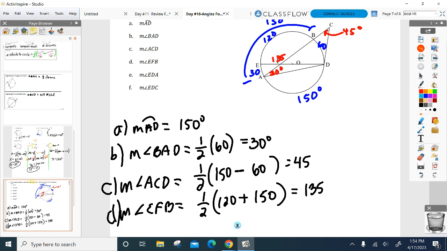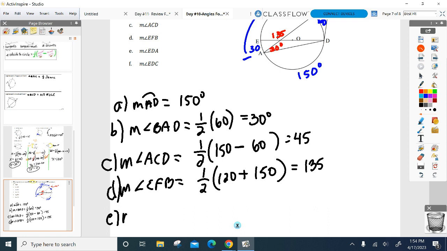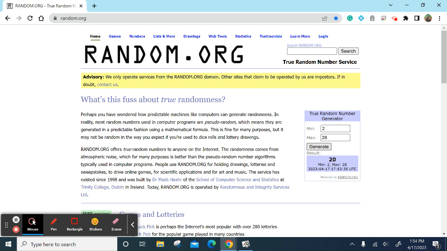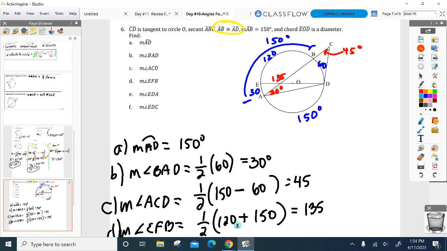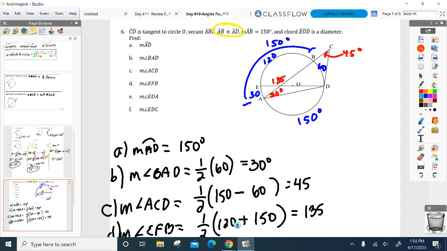Oh, geez. E and F, huh? All right. Measure of angle EDA now, sorry, I said EDF. Inside or outside? Inside. EDA, inside. Central? No. Inscribed. So I'm going to take half its arc. What's its arc measure? 30. There we go.